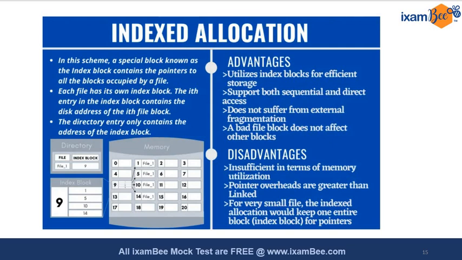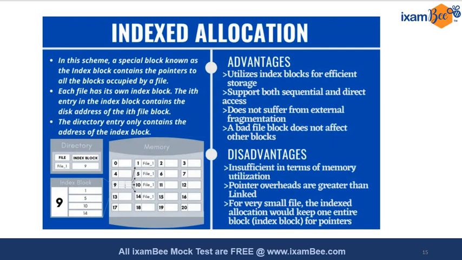You can see here what the advantages are. It utilizes the index block for efficient storage, and it supports both sequential and direct access. In the indexed one, we have both sequential and direct access, but in the linked one, we did not have direct access. Okay, it does not suffer from external fragmentation. A bad file block does not affect the other blocks. So even if I lose block number 5, blocks 1, 10, and 14 are still retained. I cannot lose everything, because I have an index which maps the blocks in memory for that particular file.